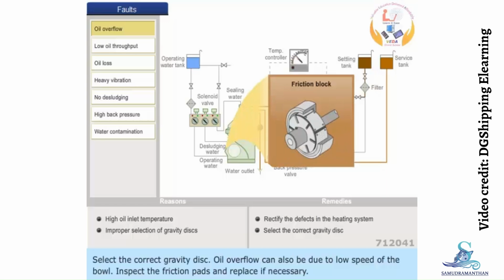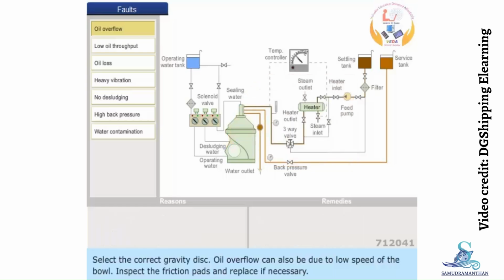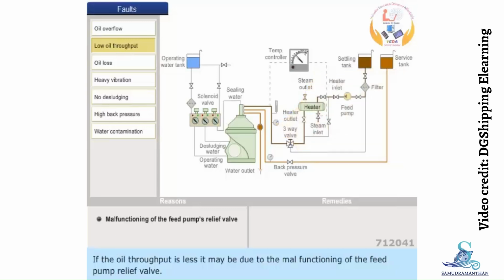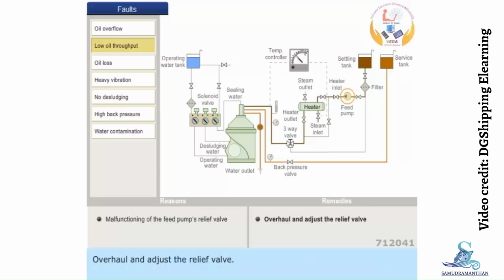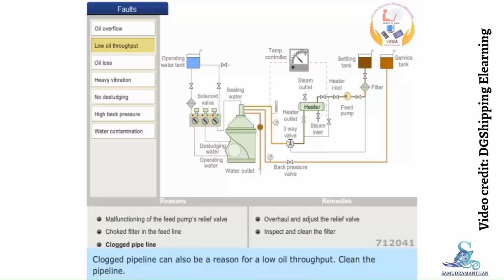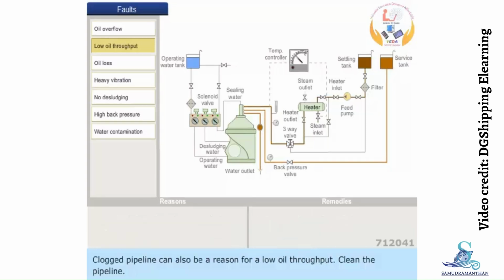Oil overflow can also be due to low speed of the bowl. Inspect the friction pads and replace if necessary. If the oil throughput is less, it may be due to the malfunctioning of the feed pump's relief valve. Overhaul and adjust the relief valve. A choked filter in the feed line may also lead to reduction of oil throughput. Inspect and clean the filter. A clogged pipeline can also be a reason for low oil throughput. Clean the pipeline.